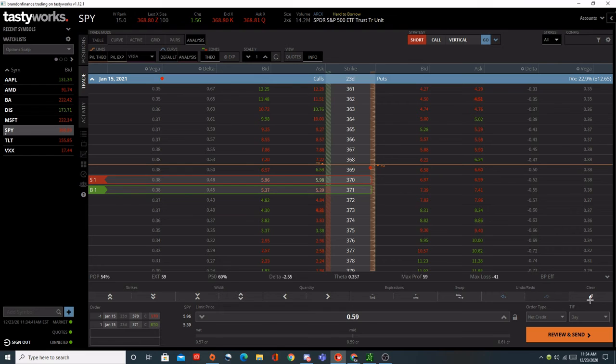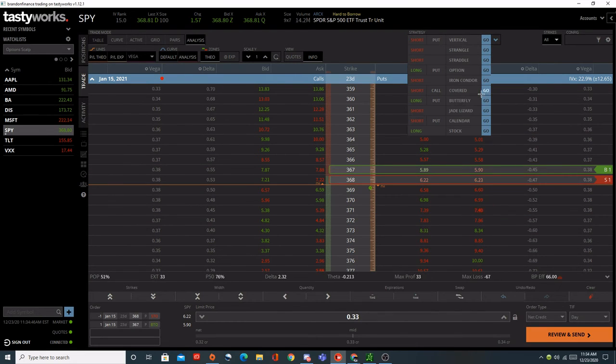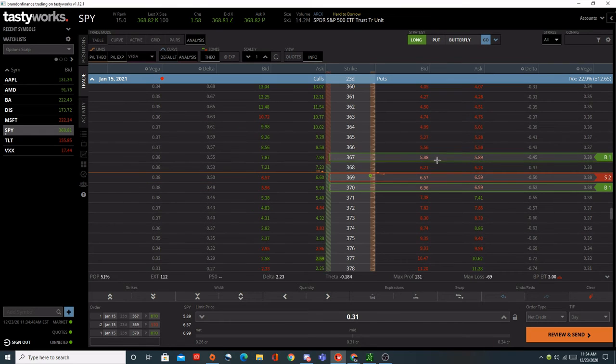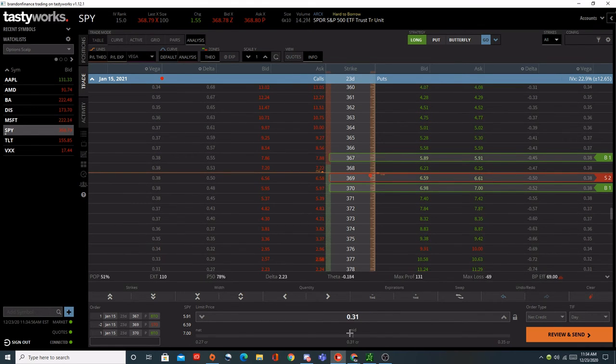you're going to put on a butterfly just like this, a broken wing butterfly like this. We're going to be closing out this long strike and opening a short strike that is less than the credit received. So receiving 31 credit right here, for example, or I'll go here 30 just because I put it at a limit so it won't change.